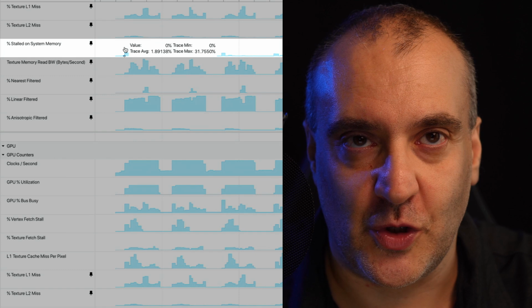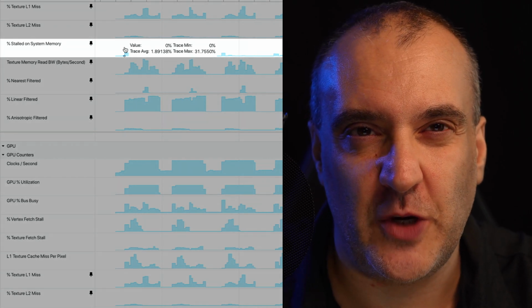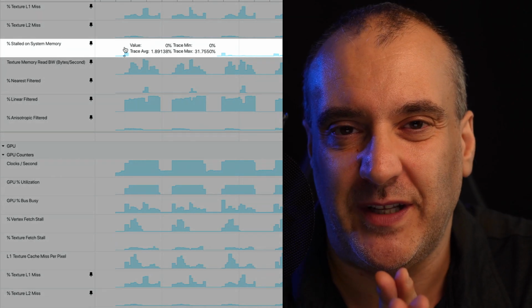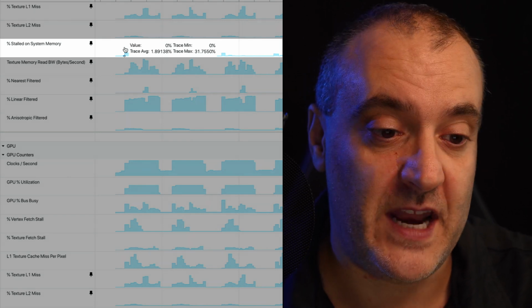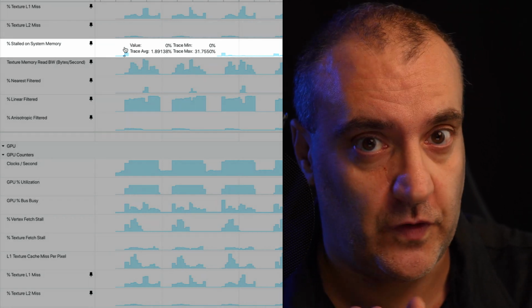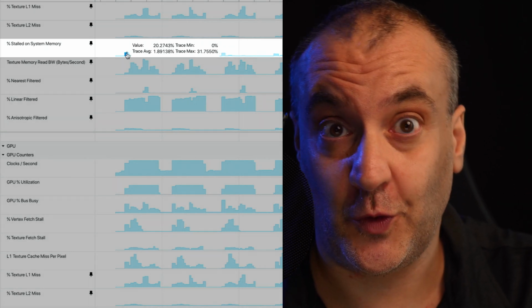Here, the percentage of texture stalls is the number of clock cycles where the GPU is waiting for texture data to come in from system memory. And anything above 5-10% is a source of concern. Look at this, this is 20%.